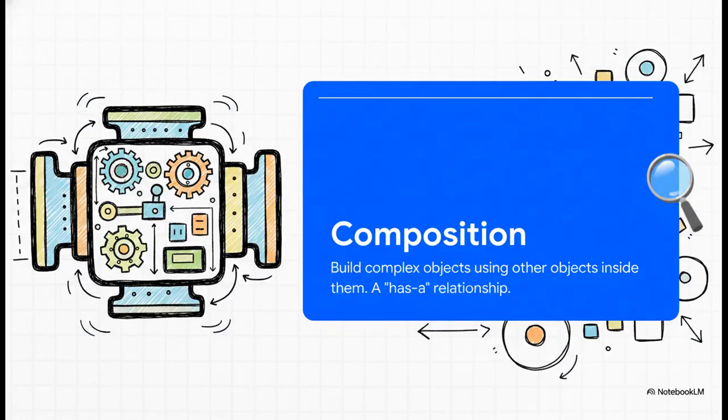Now, this is a huge one in modern software design: composition. Instead of an is-a relationship, like we saw with inheritance, a dog is an animal, composition gives us a has-a relationship. You build your big, complex objects by basically putting other smaller objects inside of them.